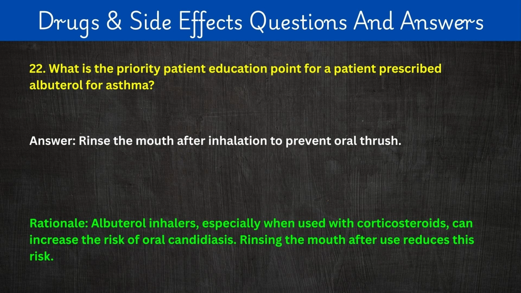22. What is the priority patient education point for a patient prescribed albuterol for asthma? Answer: rinse the mouth after inhalation to prevent oral thrush. Rationale: albuterol inhalers, especially when used with corticosteroids, can increase the risk of oral candidiasis. Rinsing the mouth after use reduces this risk.